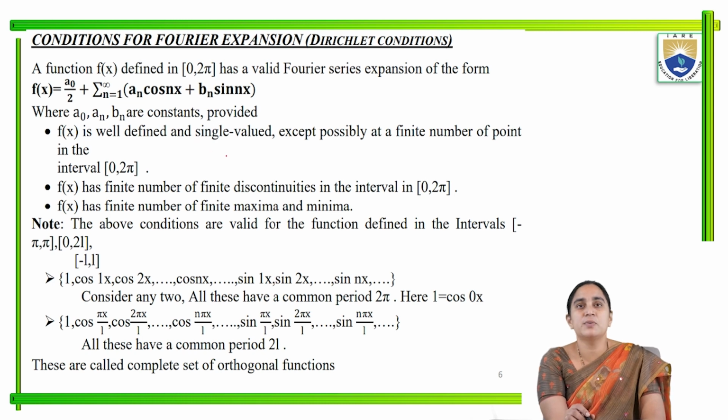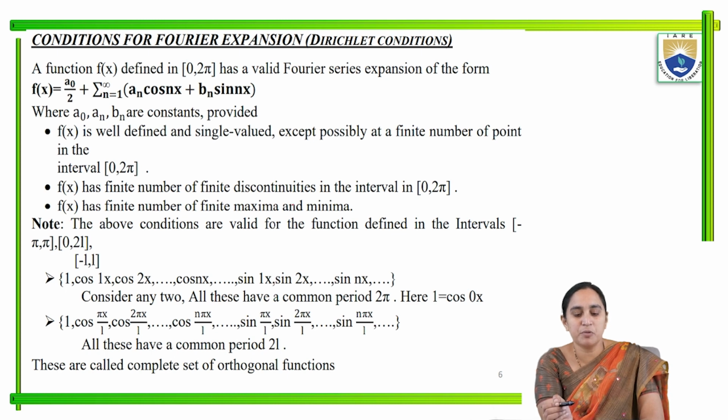Here f of x is well defined and single valued except possibly at a finite number of points in the interval 0 to 2 pi, and f of x has a finite number of discontinuities in the interval 0 to 2 pi, and f of x has a finite number of maxima and minima. The above conditions are valid for the function defined in the interval minus pi to pi, or 0 to 2l.